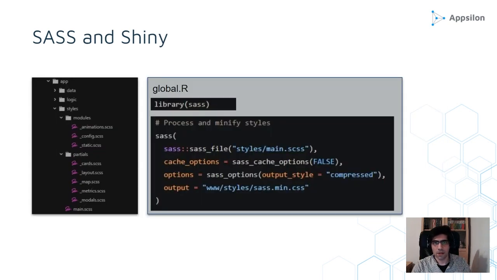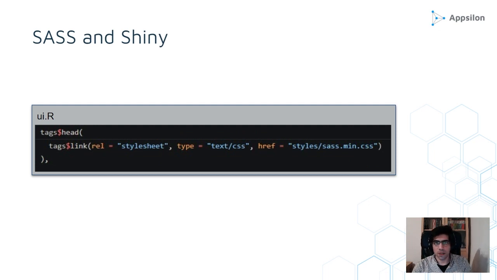In the case of Shiny Decisions, this means that we can keep all of our styles separated inside of a styles folder, and we can then call this sass function to compress all of those styles, giving it a specific output. After we have this output created, we can then simply insert it into our UI for the Shiny application as the only style file that we're actually using.